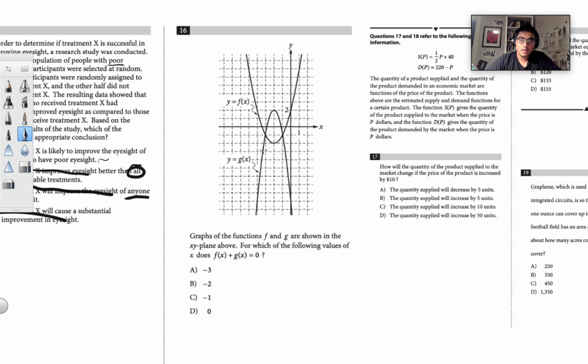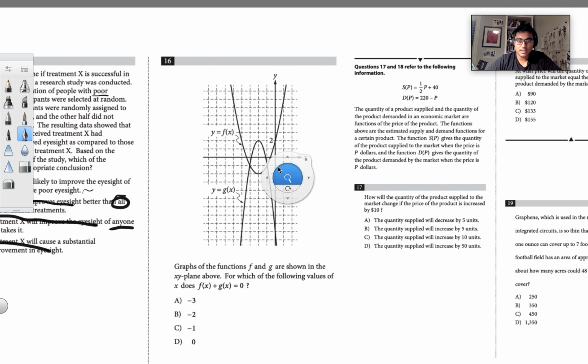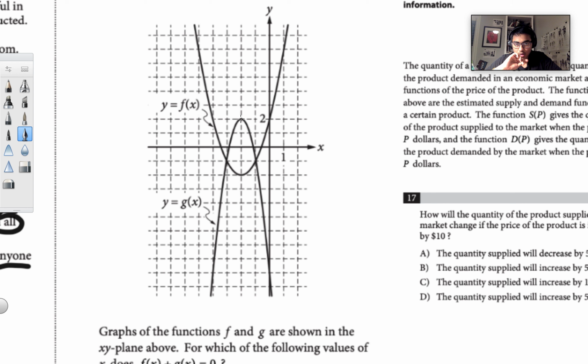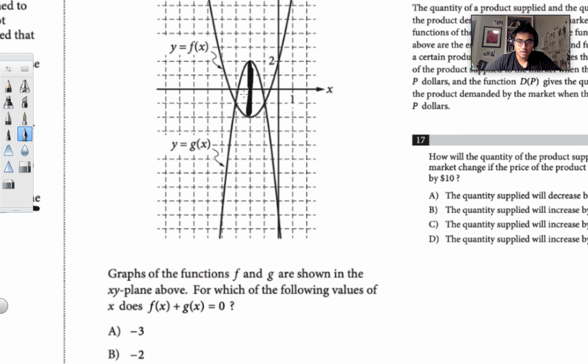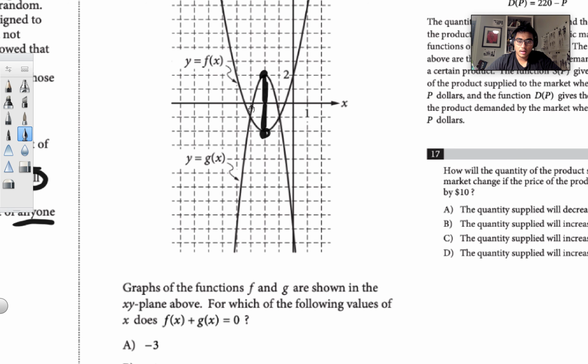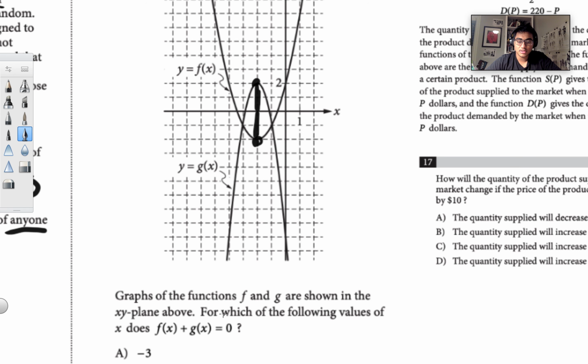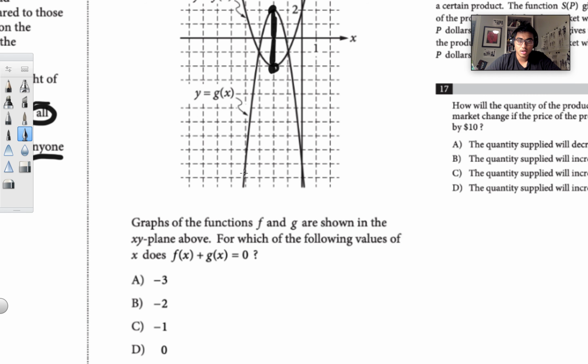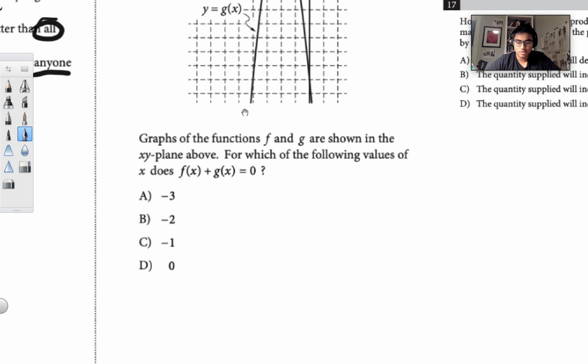So ideally, if f of x is 5, g of x would have to be negative 5, because that would be 0. So one has to be the negative equivalent of the other. In this case, we see that right here at the vertex, f of x is positive 2, and g of x is negative 2 over here, right at these points. So which of the following values of x has f of x plus g of x equal to 0? 2 minus 2 equals 0, and this is at the point negative 1, negative 2.